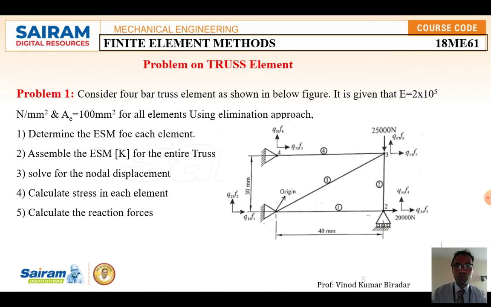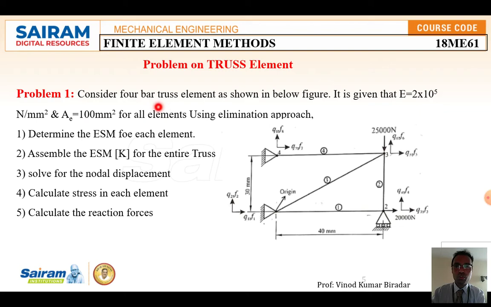Now coming to the problem. This is a very important problem. If you understand this problem, you can solve any type of problem belonging to the truss problem. This problem carries around 18 to 20 marks if they give 4 elements. So in problem number 1, I will read the question.